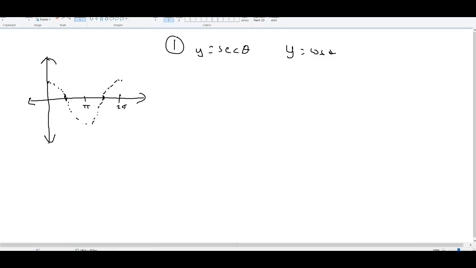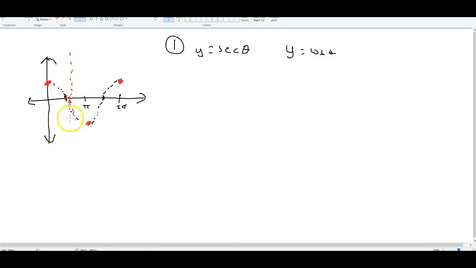Secant's going to do the exact same thing that cosecant did, which is whenever cosine is 1, it's going to be 1 over 1, which makes it 1 as well. So it's going to have a dot there. Also, 1 over -1 is -1, so that's a dot there. And again, same thing here. But at 0, 1 over 0 is undefined, so that's an asymptote.